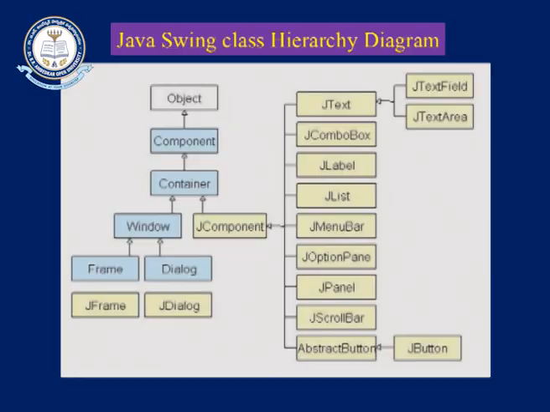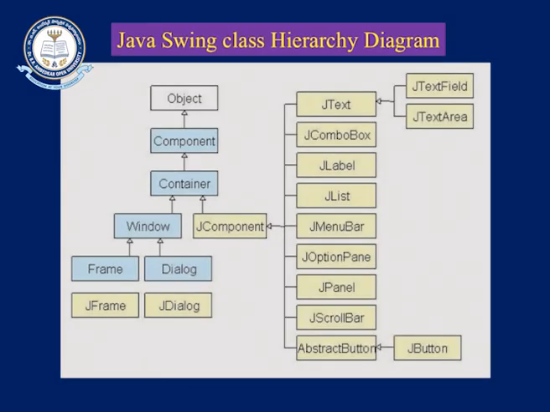And coming to the swing class hierarchy diagram, what are the different types of swing classes available in Java? Object is a top level class, and within that we have components and containers. Within that we have the window as a container, and JComponent is also one of the containers, and within the window container again we have frame and dialog. All these are the containers, and these are the classes. Blue color represents containers, and light yellow color represents classes. The classes are used to create the components, and the containers are used to place the components.